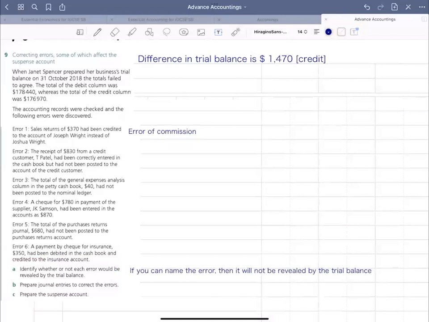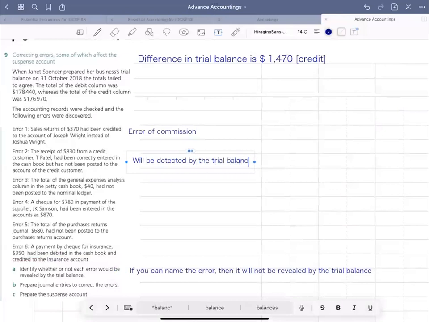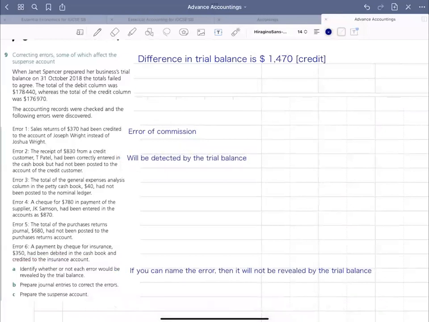Error 2, the receipt of $830 from a credit customer, T. Patel, had been correctly entered in the cash book, but had not been posted to the account of the credit customer. So this is a one-sided entry, meaning that you actually did one side, but you didn't do the other. So this one will be detected by the trial balance. Okay, because you only put on one side, it means that it is imbalanced. Your trial balance will not be balanced.